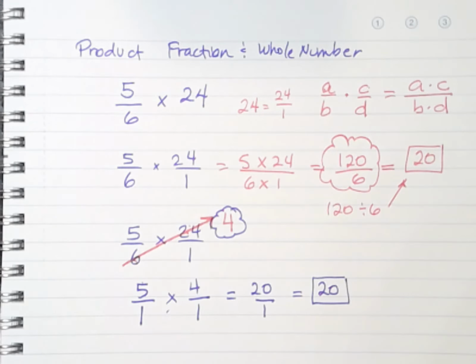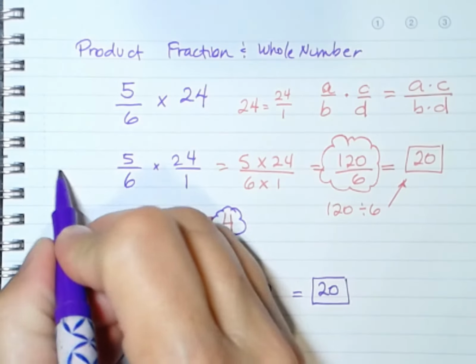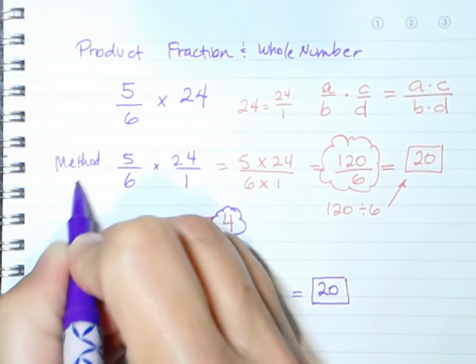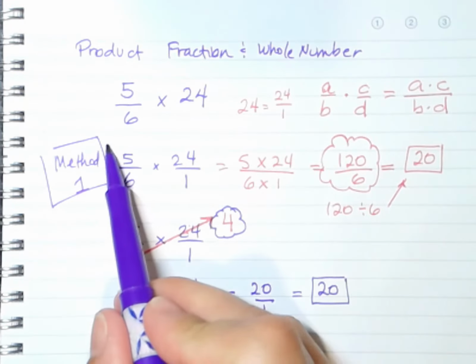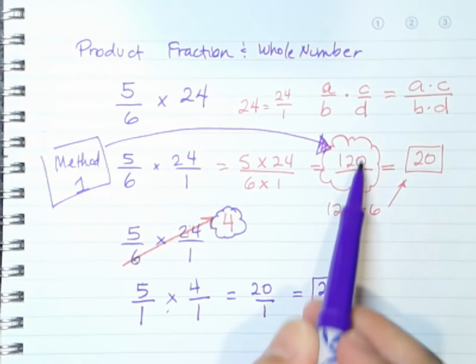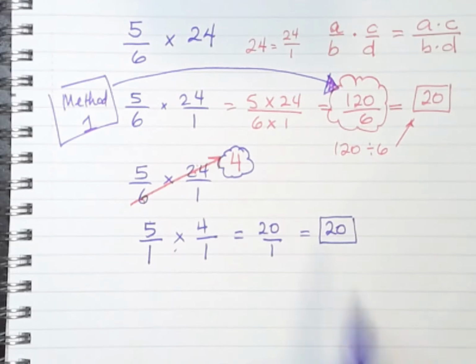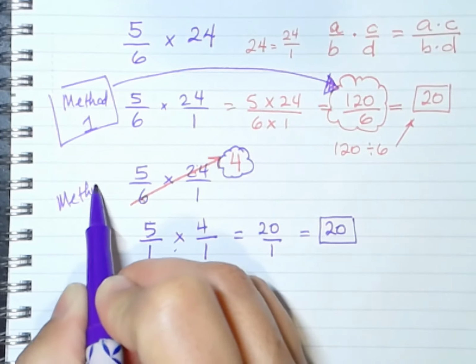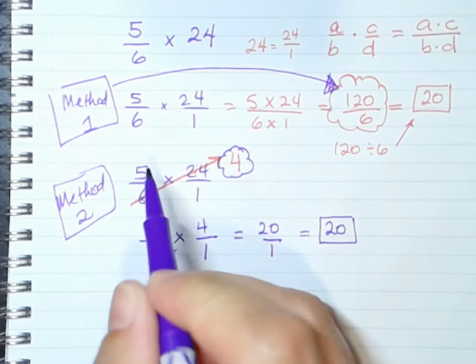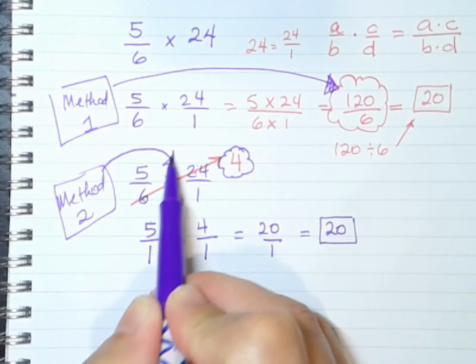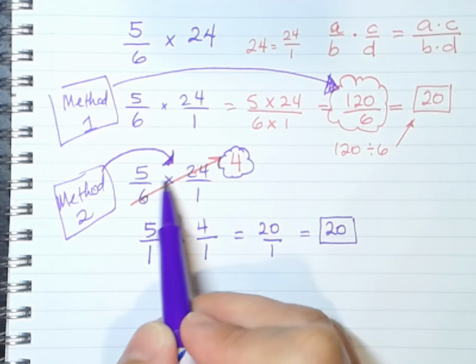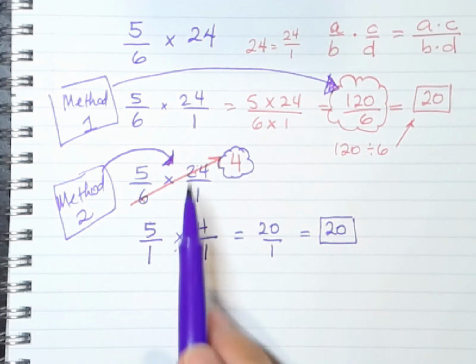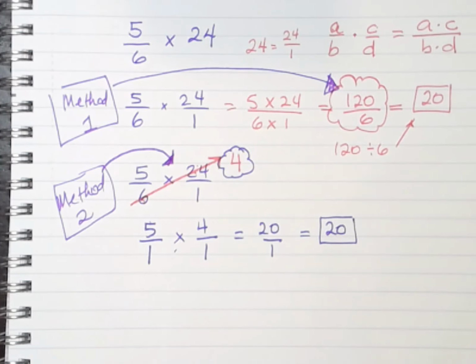So either method works. If you choose to work your problems like this, I'll say this is method 1, you're going to end up with some larger numbers that you're going to have to divide or simplify. If you use this method here, I'll call this method 2, then you're going to take the original problem and simplify it so that you get an answer a little bit smaller and faster. So that's how you multiply a fraction and a whole number.